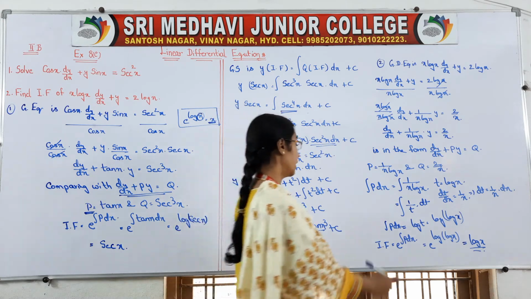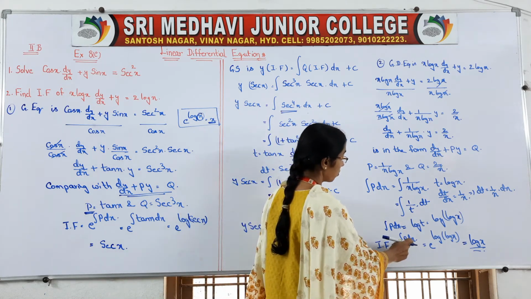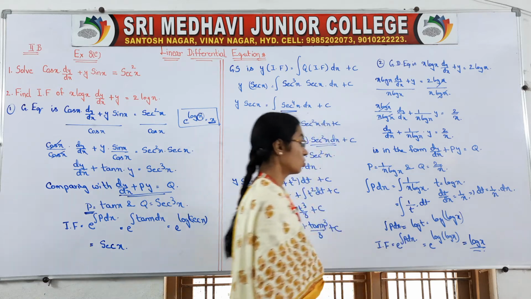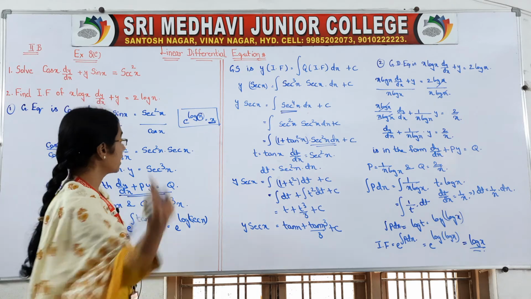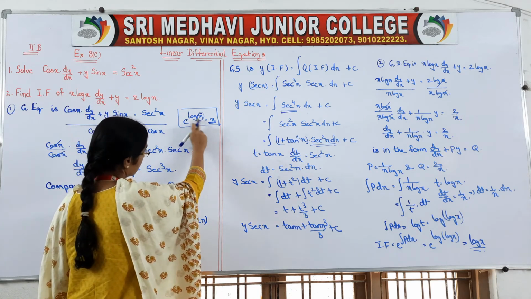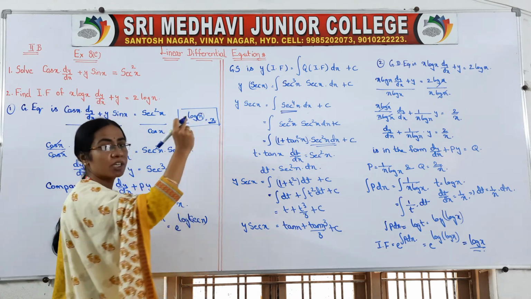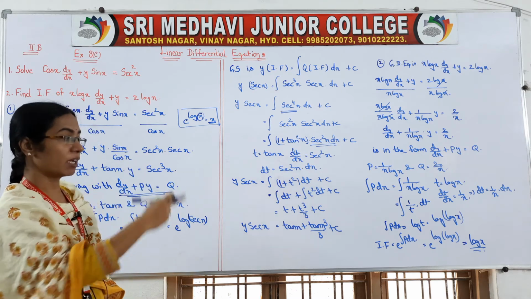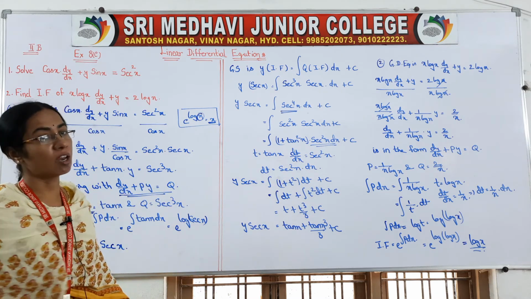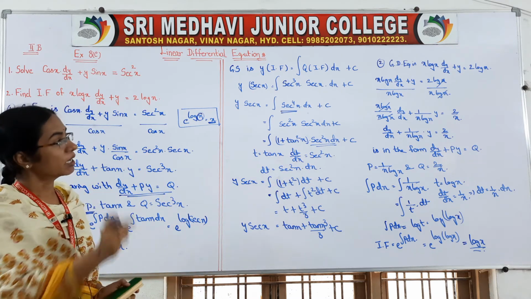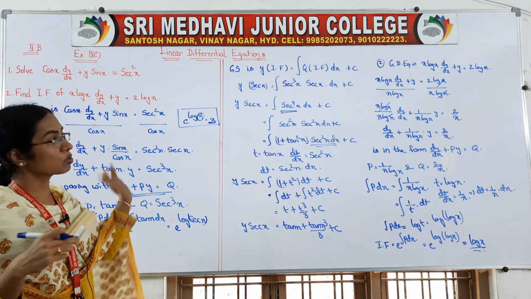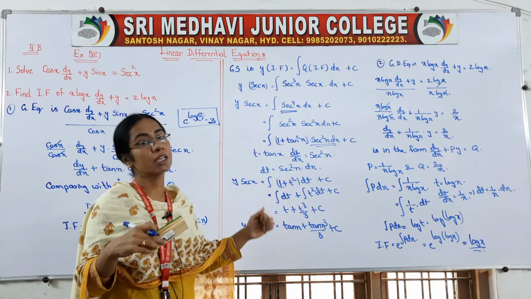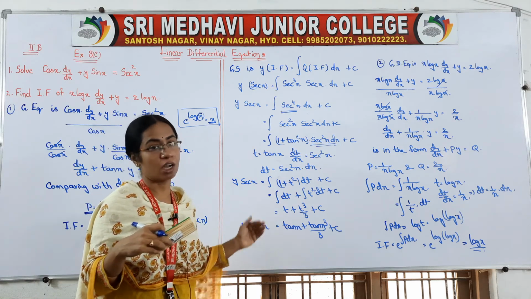So the integrating factor is e to the power of integral p dx, so e to the power of log of log x. You know it very well, e to the power of log of any variable is equal to that variable. So you get log x as the answer. Here in this question only the integrating factor is asked. If it says solve, then we have to find the general solution also.